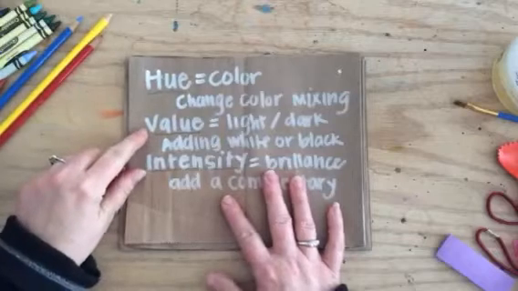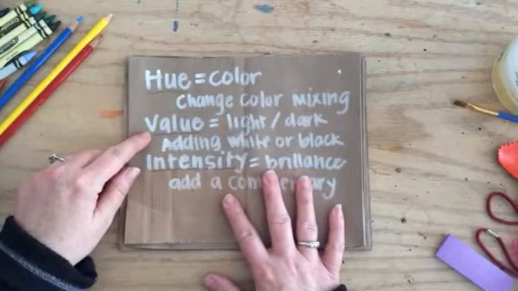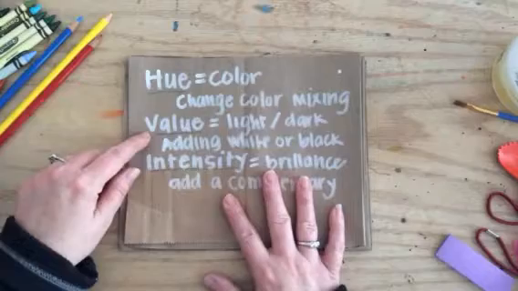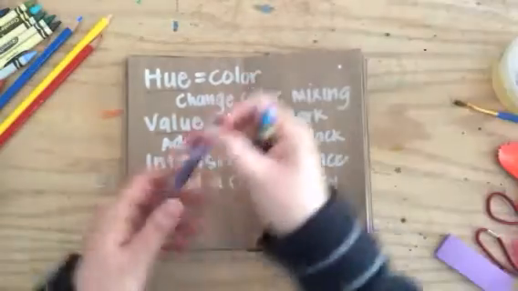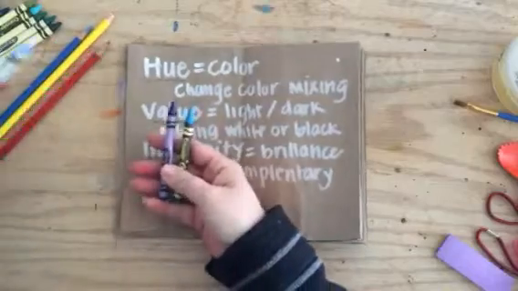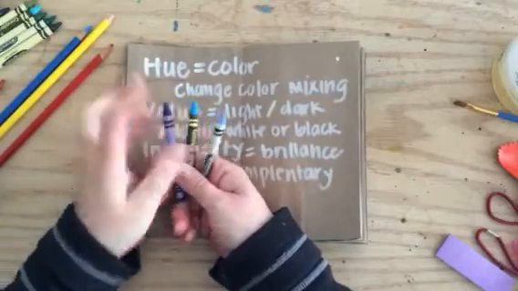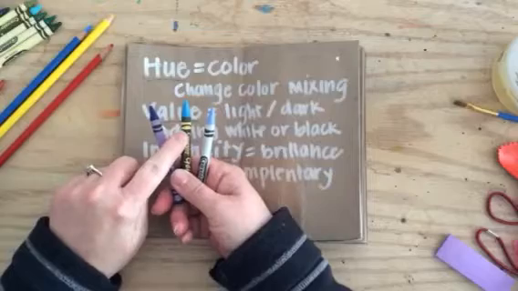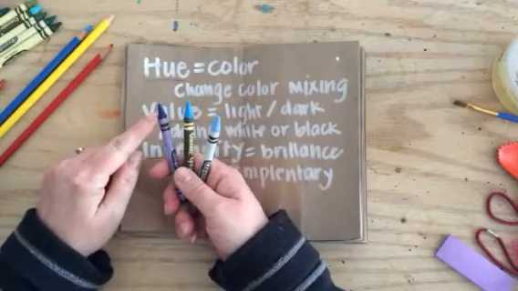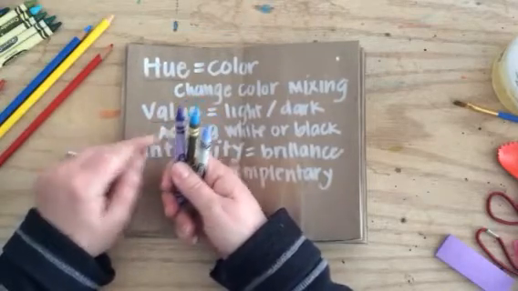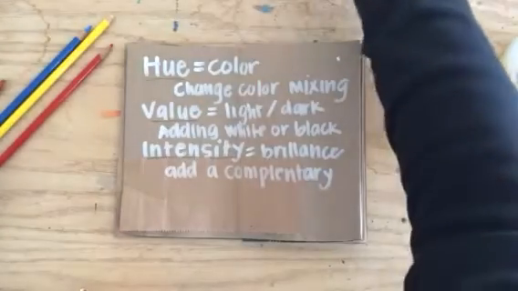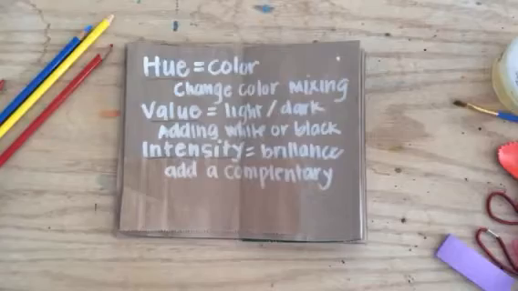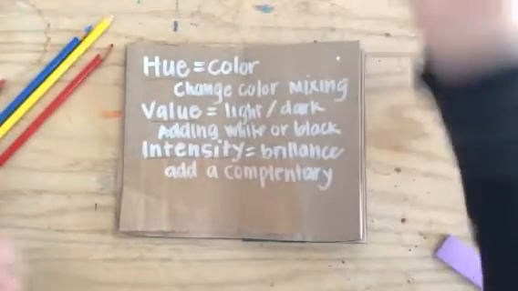The next component of color is value. And value has to do with the lightness or darkness of a color. So if I grab a couple of color crayons here and they're all blue, this is a lighter value, this is kind of a medium value, and this is a darker value, light to dark. So that is value with color. And I change a color's value by adding white to make it lighter or black to make it darker.